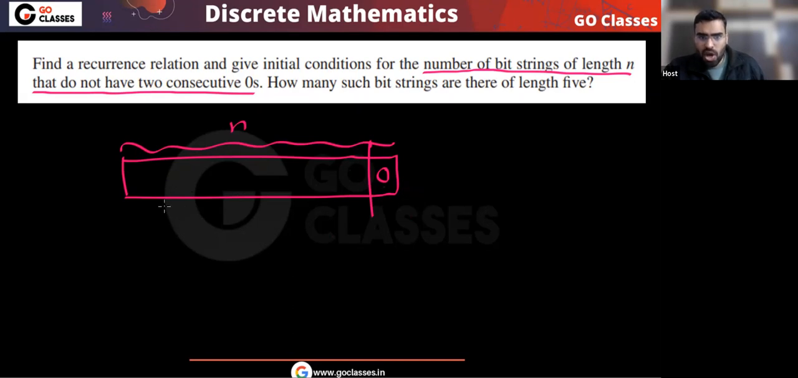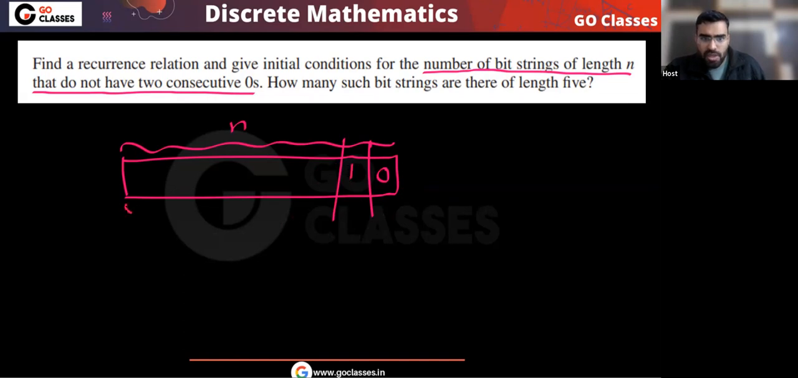If the last position is 0, then how many bit strings do I have without consecutive zeros? If this is 0, then you can notice this cannot be 0. This has to be 1, because we should not have consecutive zeros. So if the last position is 0, then this has to be 1.